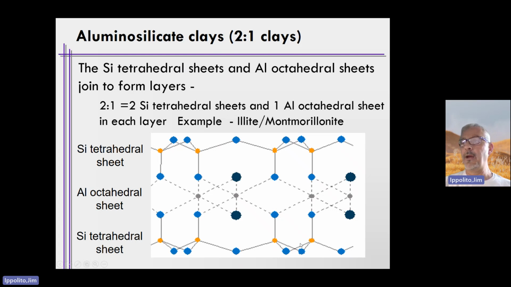The very bottom layer here is a silica tetrahedral sheet. You can see the structure. And at the very top is the same or similar silica tetrahedral sheet. And sandwiched in between is an aluminum octahedral sheet. And there's sharing of oxygens. Now, these also stack up on top of one another to form the clay. So let me show you a picture.